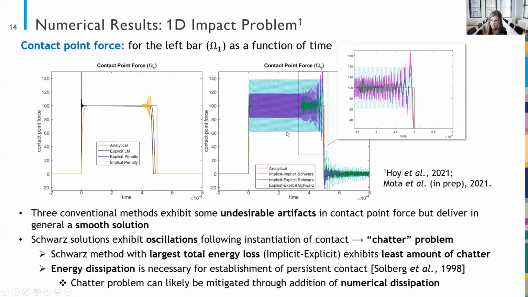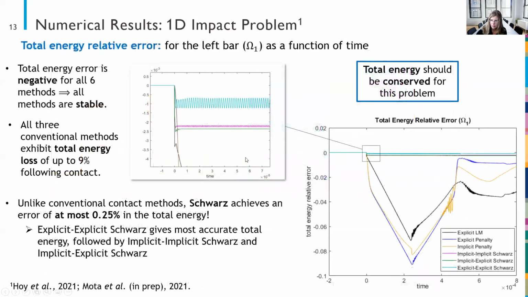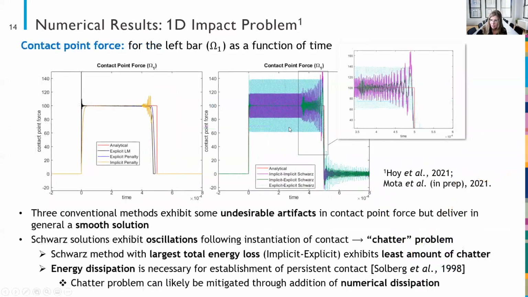and these oscillations are actually showing that we have what's called a chatter problem, where you have the loss and subsequent reestablishment of contact happening during the simulation. Interestingly, this is related to the method's ability to conserve energy, as shown by Solberg et al. in 1998. You really need some energy dissipation to avoid this chatter problem. Since our methods are so good at conserving energy, we see this, and in fact, you can show that the methods with the largest total energy loss on the previous slide have the least amount of chatter in this result.